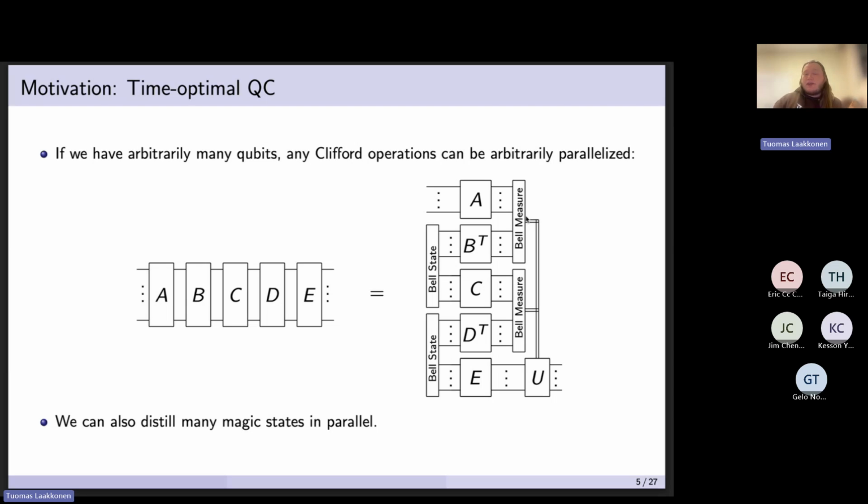And so if you have arbitrarily many qubits, you can always do this, but only for Clifford operations. And of course, if you want to prepare a lot of magic states for your injections, you can also do that in parallel, right? Because you can just do it independently many times. But the problem really is actually doing the injection of the magic states.